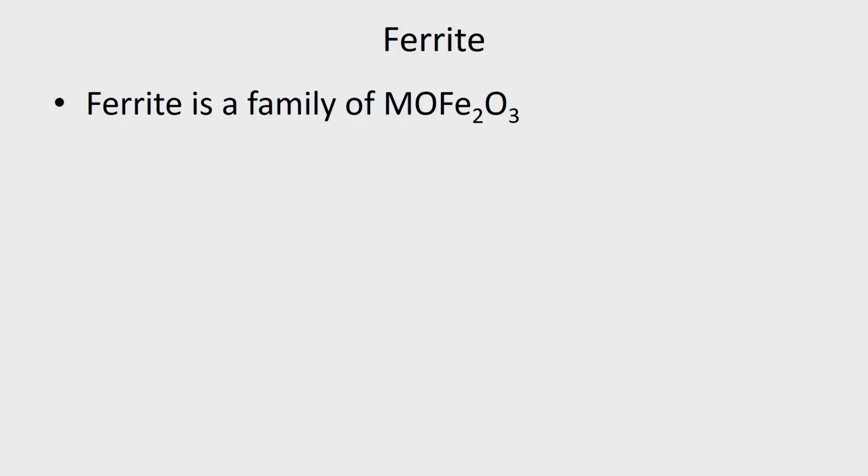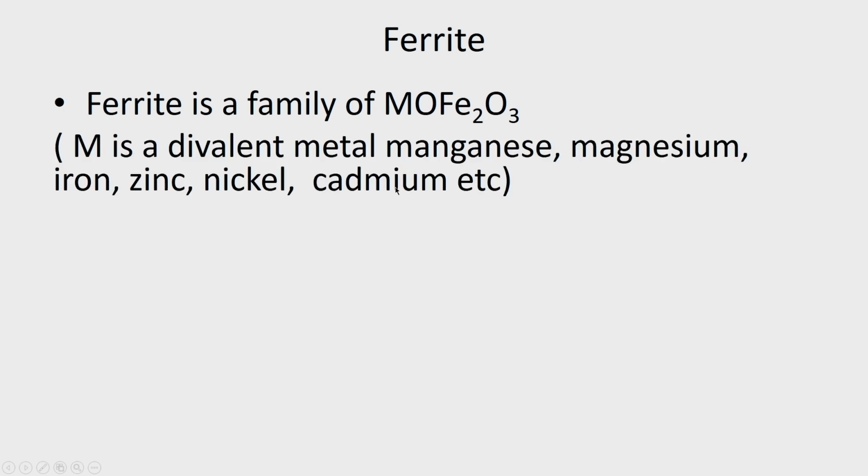Ferrite is a family of MO Fe2O3. Fe2O3 is ferric oxide. M here is a bivalent metal and O is the oxide again. So, M is a divalent metal which can be manganese, magnesium, iron, zinc, nickel, cadmium, etc.